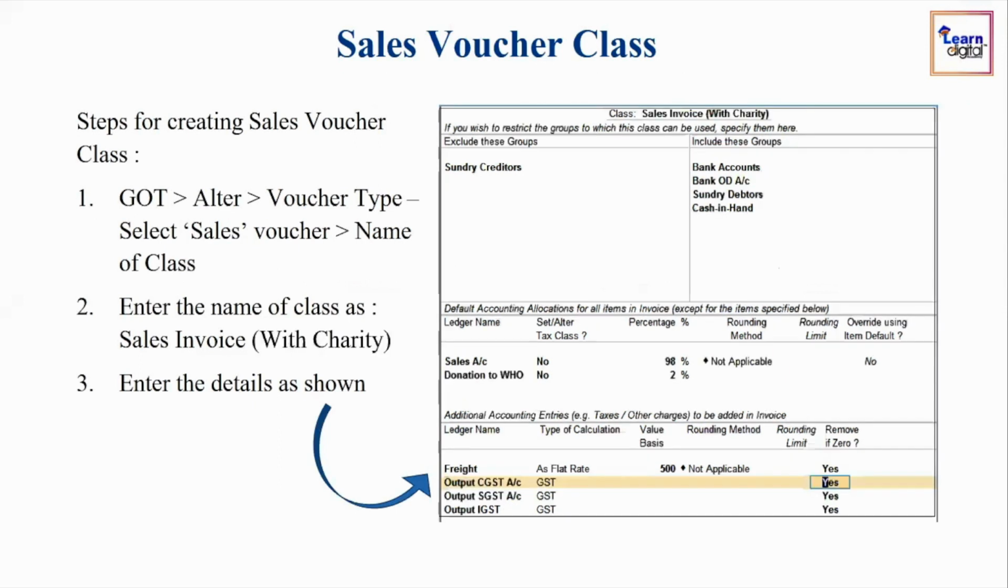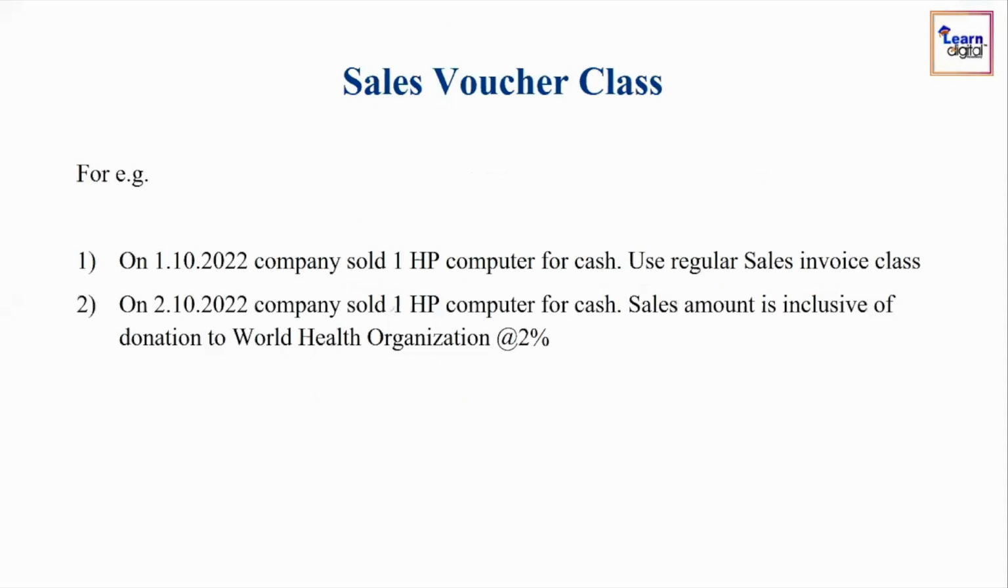So now, what we need to enter through this class is one transaction. First transaction is on 1st of 10, 1st of October. Company sold 1 HP computer for cash. Use regular sales invoice. And then second one is on 2nd October, company sold 1 HP computer for cash. Sales amount is inclusive of donation to World Health Organization at the rate of 2%. So these are the two entries we will enter through sales by creating two classes.